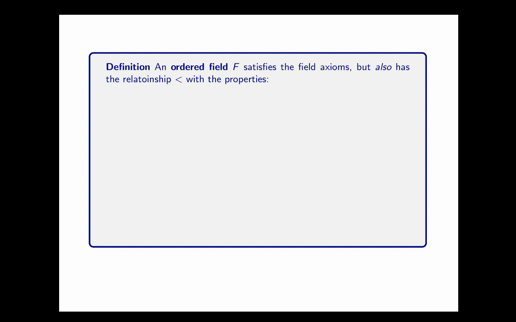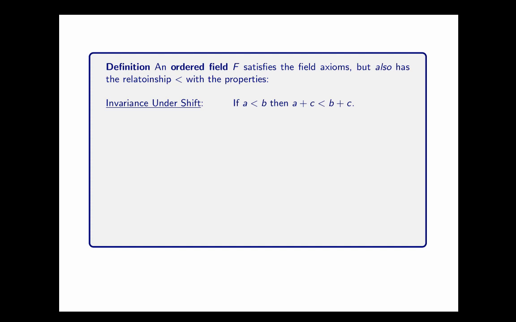So an ordered field, F, satisfies the field axioms. In other words, F is a field. But in addition to addition and multiplication, we also have a less than relationship. And this less than relationship has to satisfy the following properties.